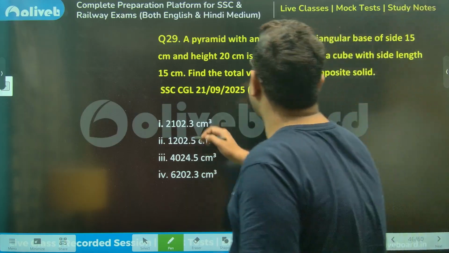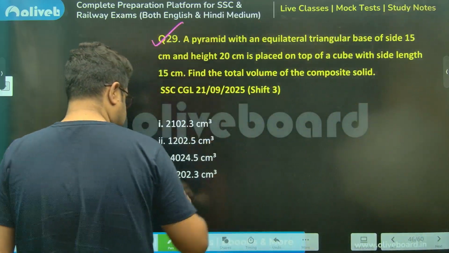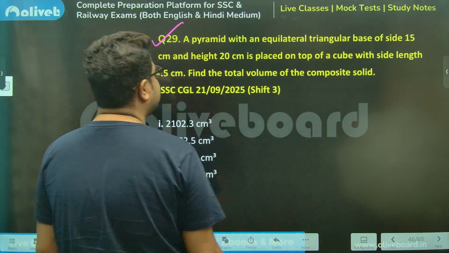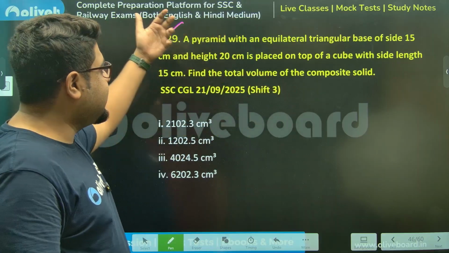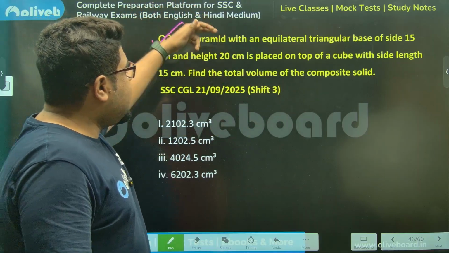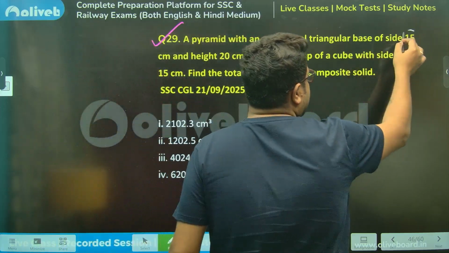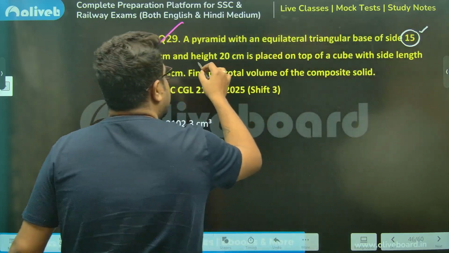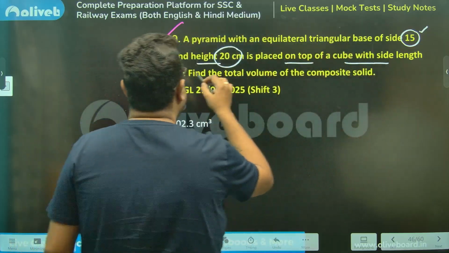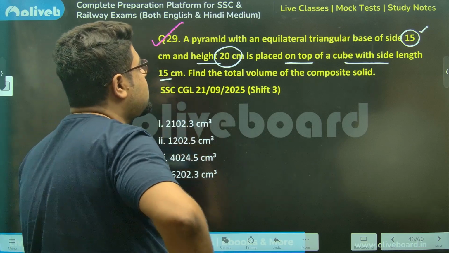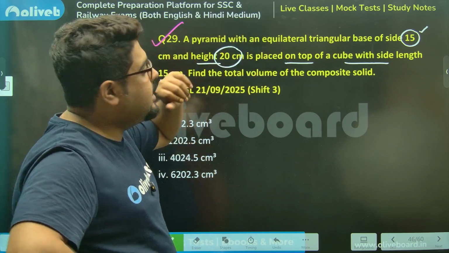Pyramid with an equilateral triangular base. So we are doing so many pyramid questions. Don't worry, because these questions were asked. That's why we are doing this. Equilateral triangular base of side this and height this is placed on top of a cube with side length this. Find the total volume of the composite solid.